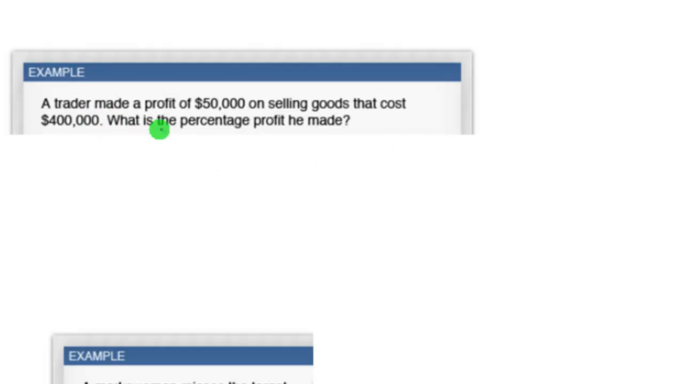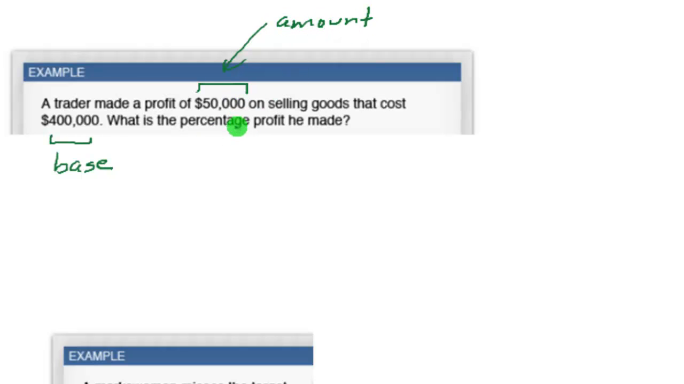Okay, here's the next one. A trader made a profit of $50,000 on selling goods that cost $400,000. What is the percentage profit he made? Okay, so now here the word "of" is different, because it's telling you just what the profit amount is. But he made the profit on the $400,000, so that's your base. So you have your base here, and then this 50,000 is your amount.